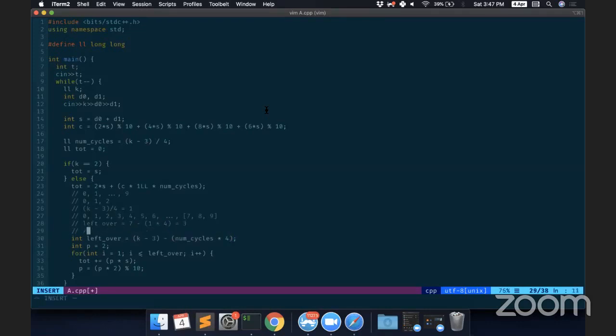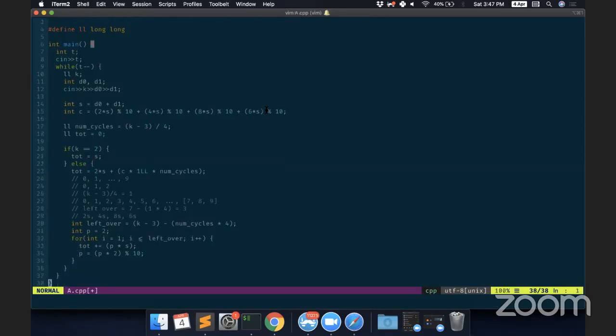And we know that the cyclic structure starts from 2s, then 4s, then 8s, then 6s, right? So since the leftover is 3 here, I'm adding from 1 to leftover, and I'm adding each term one by one. And I know that the leftover is definitely less than 4, because if it's greater than 4, then we could just add one more cycle. So yeah, this loop will definitely be order 3 at most. Kind of like saying order less than equal 4.